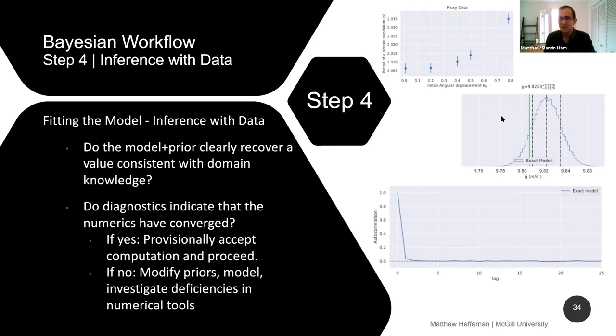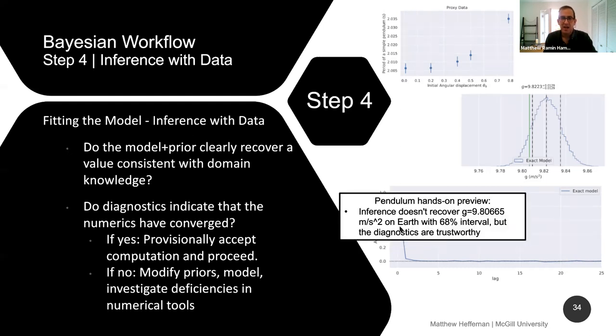And when we perform the Markov chain Monte Carlo and bin the samples, we see that the value of G we're extracting here is 9.8223. So that's a little bit off from the 9.81 we expect, but we take a look at this diagnostic called autocorrelation, which I will explain later, but it drops rapidly to zero. Dropping rapidly to zero is what we're interested in, and we'll go into that in a little bit more detail. But what this tells us is that the diagnostics are trustworthy, which means that our inferences worked as we expect.